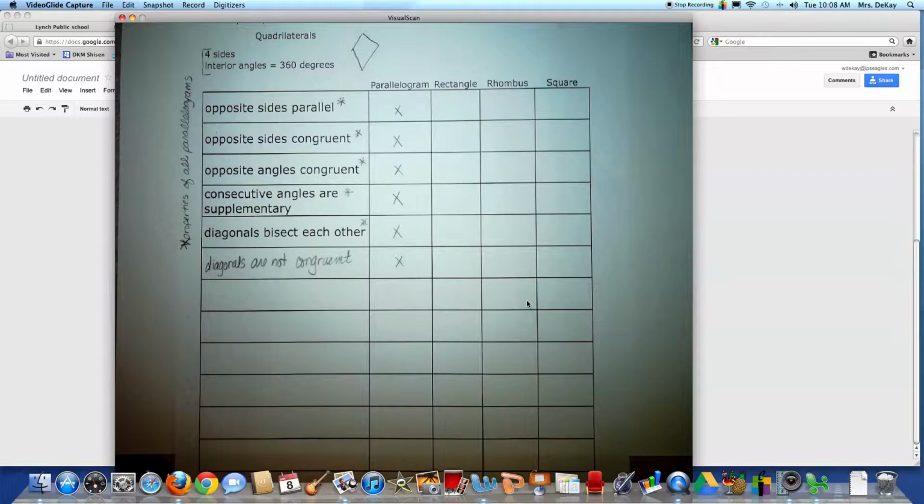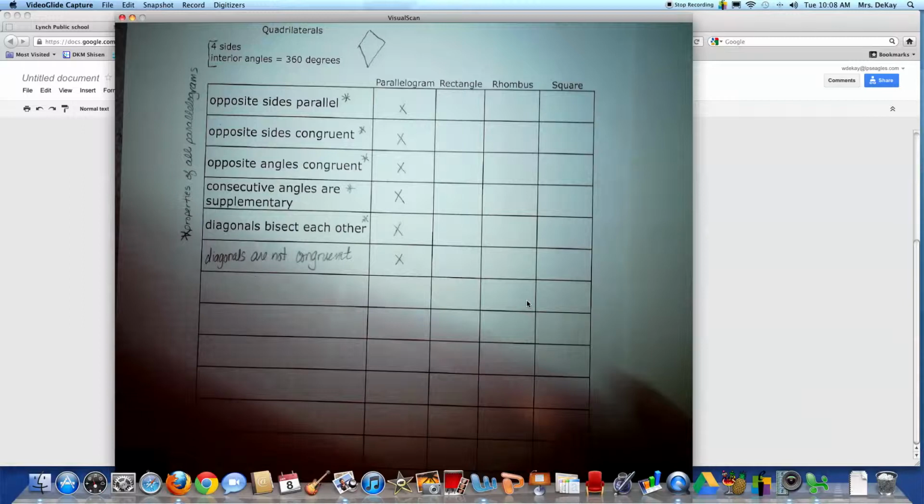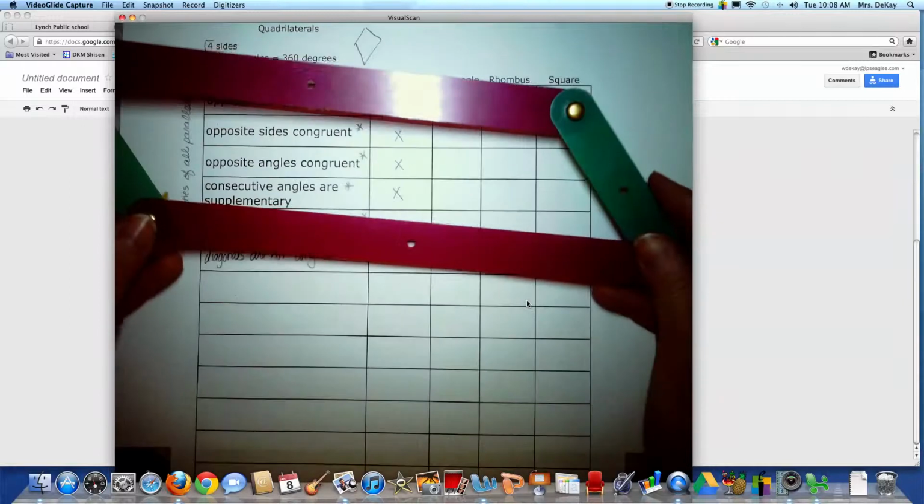We talked about this the other day. This one's going to be shorter, isn't it? Unless I do that, and then the diagonals become the same, right? But if I do this, okay. So that's why in this check mark, we have for parallelograms, the diagonals are not congruent, for all parallelograms.